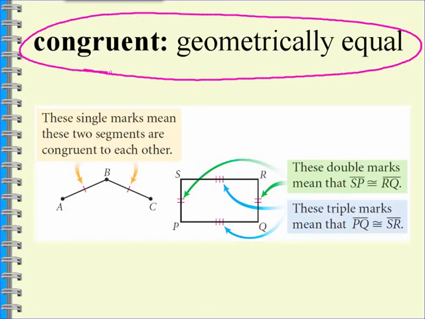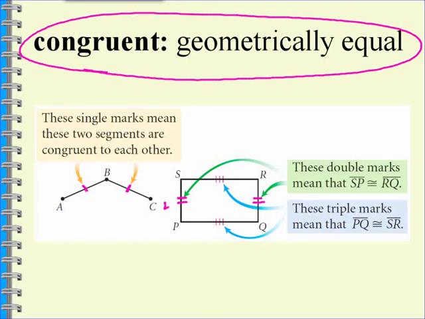Struggle with that because congruent actually refers to geometric shapes. So geometrically equal. I would much prefer that you remember congruent that way. Now in this diagram, you've seen this stuff before, I'm pretty sure. These two single tick marks just mean that those two segments are the same. They're congruent. Here, 2 tick marks here correspond to these 2 tick marks here. Those sides are the same.